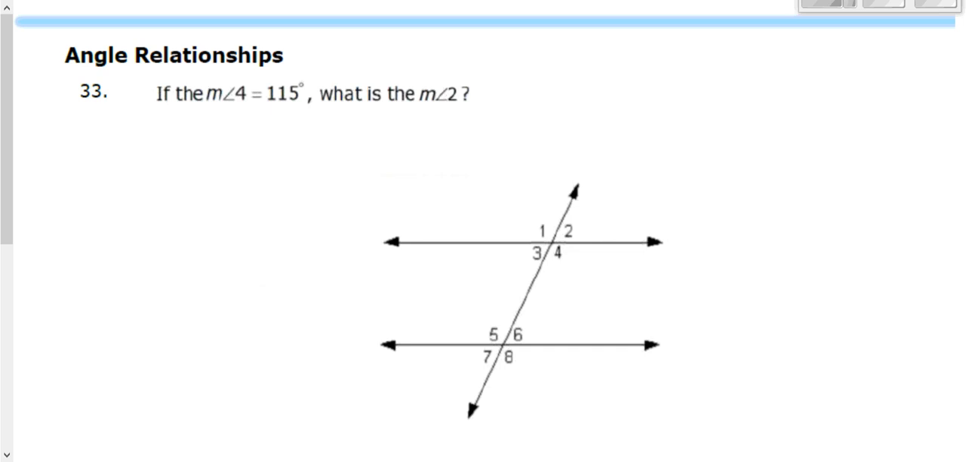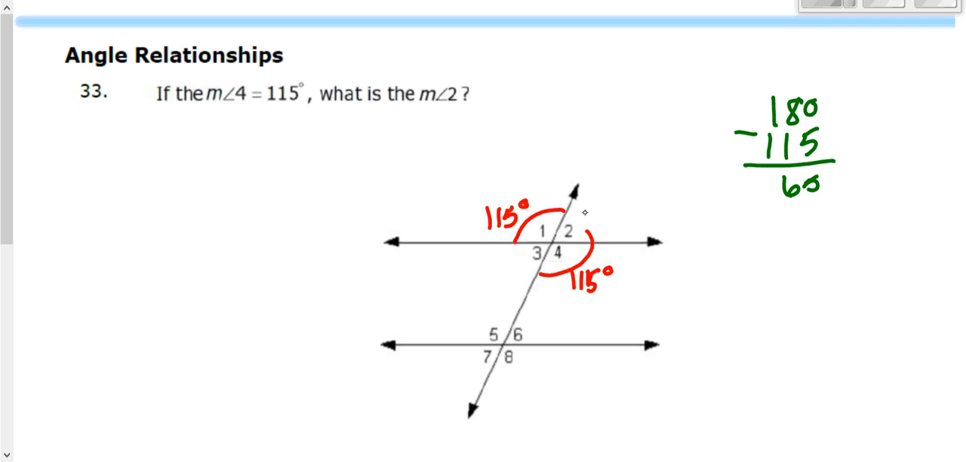Number 33, if the measure of angle 4 equals 115 degrees, what is the measure of angle 2? Okay, so if you recall learning about transversals, this would be 115 degrees, but then we also learned that my vertical angle is the same. We know that my adjacent angles that form a line make 180 degrees. So 180 minus 115 gives me that other angle, or angle 2, which is 65 degrees.